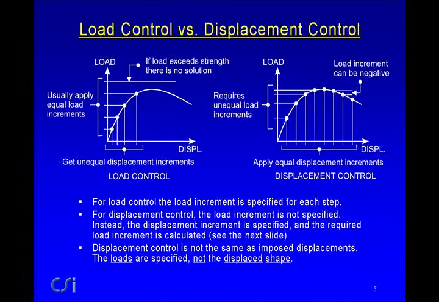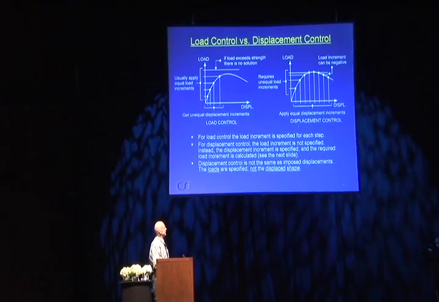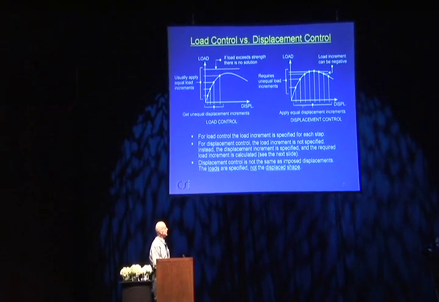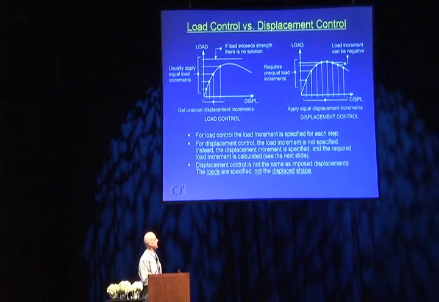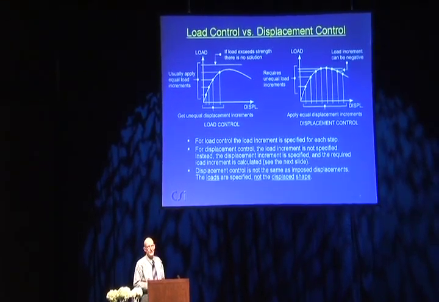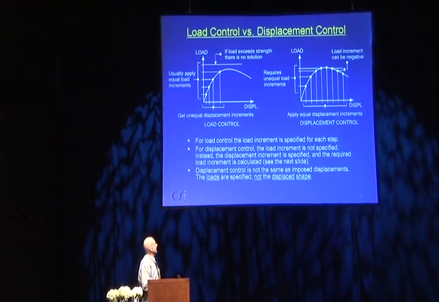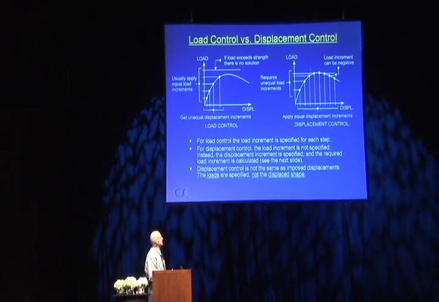A much better method is to use displacement control, where now you start by applying equal displacement increments, and you calculate what load increments you require to do this. And those load increments can be negative, and so you can trace out the behavior beyond the point where the maximum strength is reached.